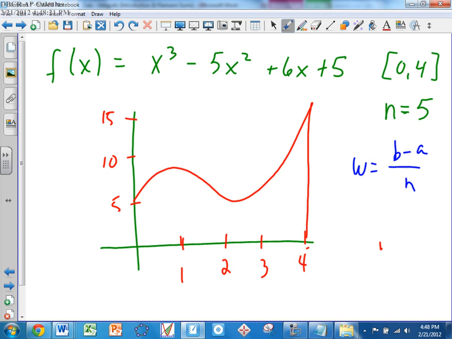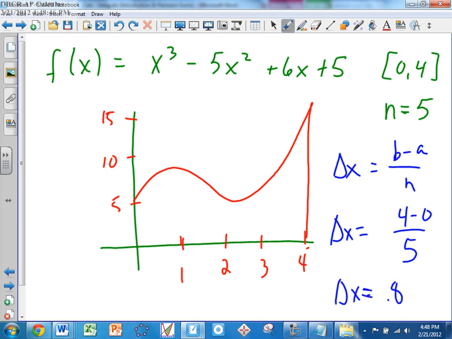Now, if you're looking at your calc textbook, they're going to call the width delta x, just so you know, which makes sense. Delta x is my width. So if you want to start calling that delta x so that you're not confused, that's fine. But write the word width next to it so you remember. Delta x is simply going to be 4 minus 0 over 5, which is 0.8. So every single rectangle in this problem will have a width of 0.8.